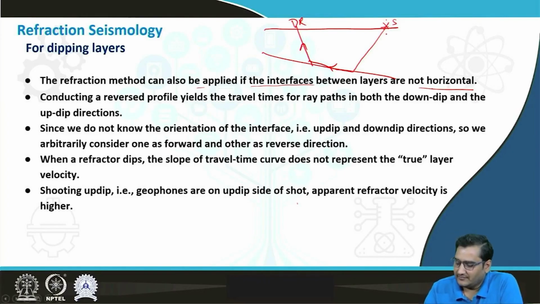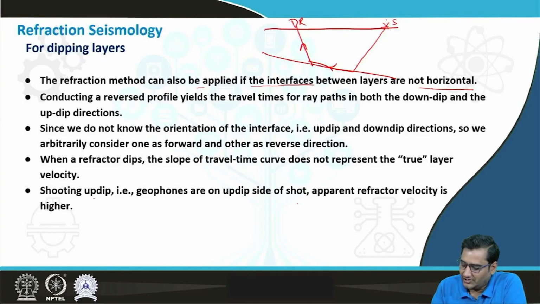So when a refractor dips, the slope of the travel time curve does not represent the true layer velocity. In the horizontal layer case, whatever velocity we calculated was the true layer velocity. But in the case of the dipping layer method, the velocities that you calculate from the slope of the travel time curve will represent the apparent velocity, not the true velocity.